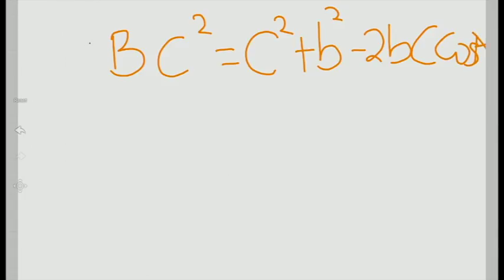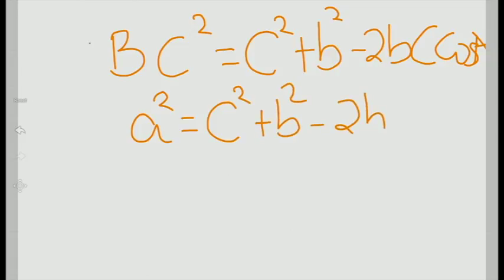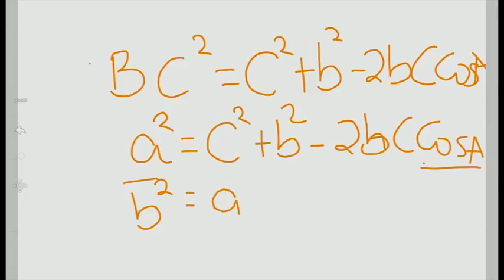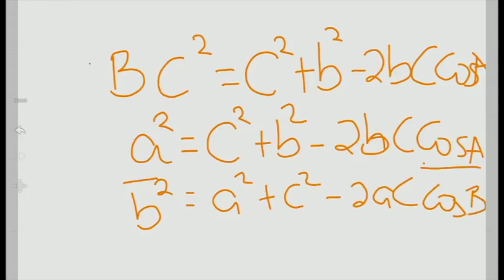And BC, side BC is side A, which means A squared is equal to C squared plus B squared minus 2BC cos A. So the angle you are using will be opposite the side you are looking for at all times. So if you are looking for angle B, you're going to have B squared is equal to A squared plus C squared minus 2AC cos angle B.